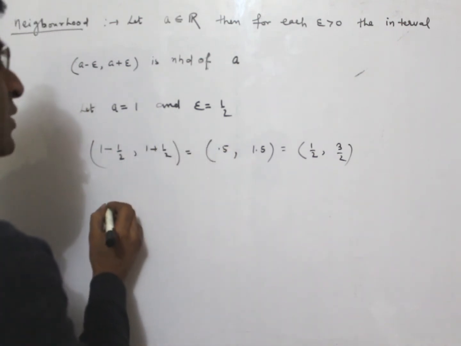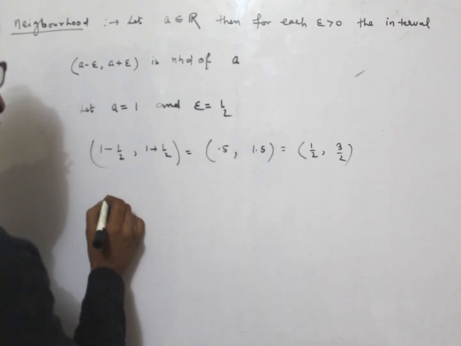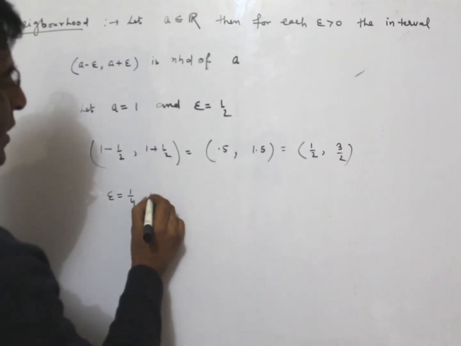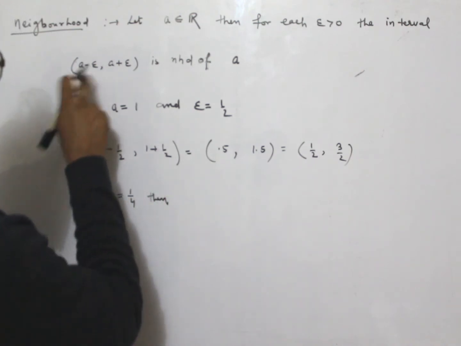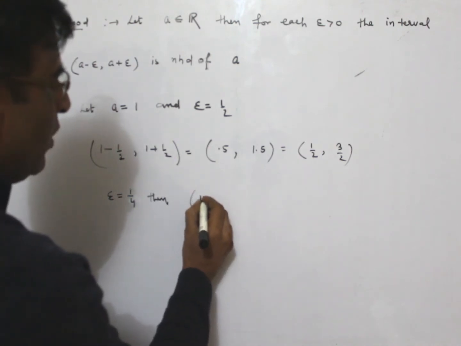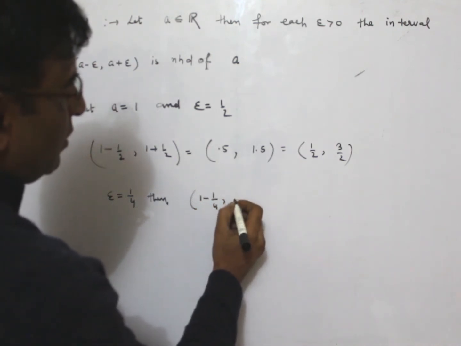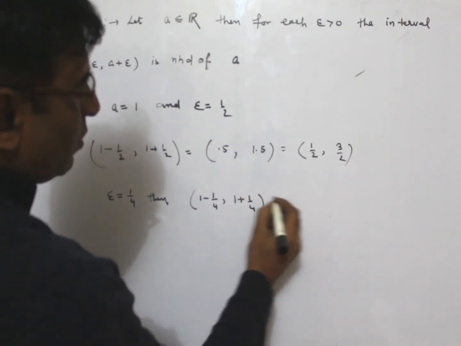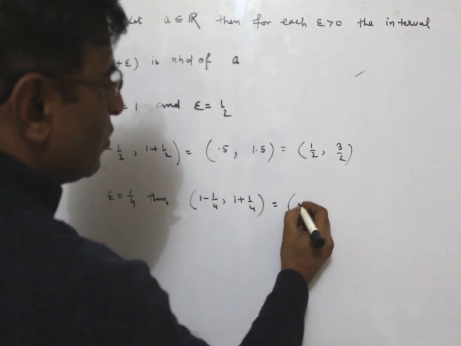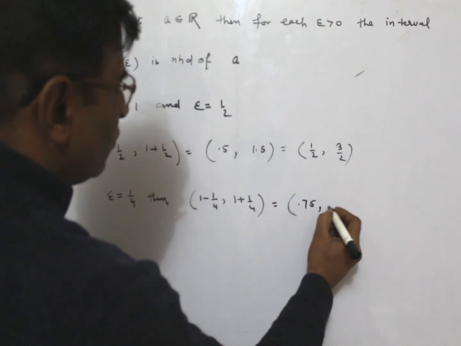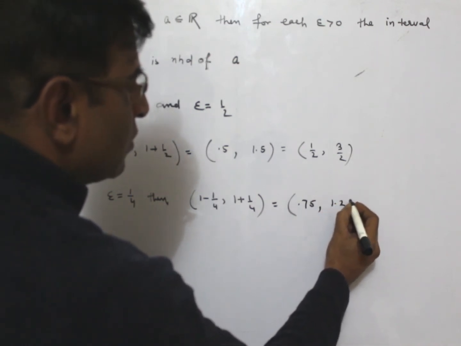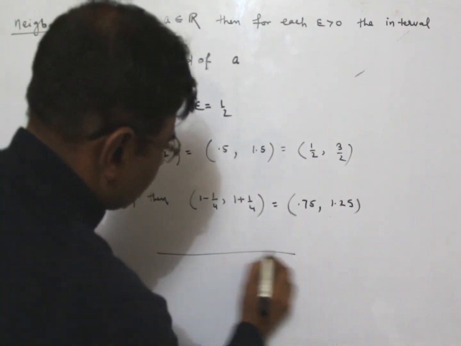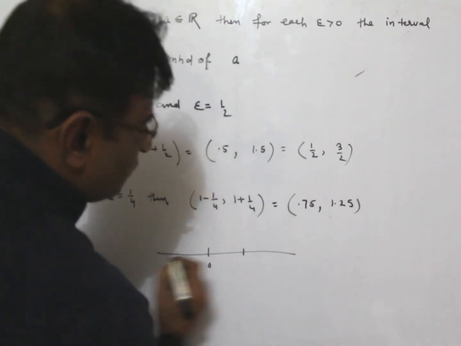Now if I change epsilon to 1 by 4, then this interval becomes 1 minus 1 by 4, 1 plus 1 by 4, or in points you can say this is 0.75 to 1.25. That means if I draw on the real line this interval, this is 0, this is 1.